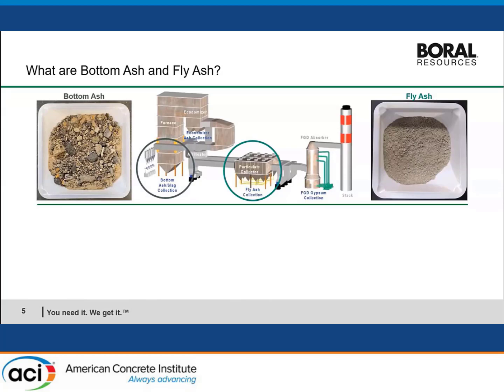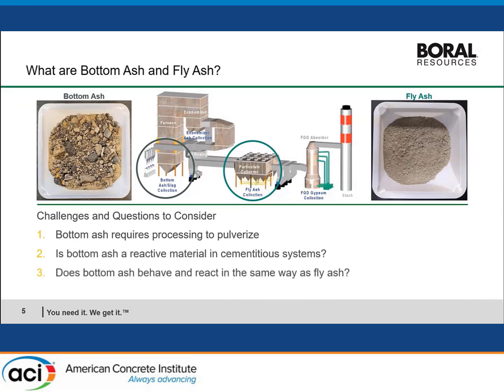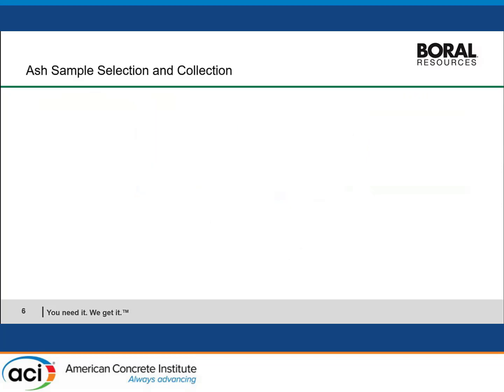So if we're talking about using bottom ash in place of fly ash, well, there's an obvious difference that we need to overcome. And there's some questions that come along with it. So the first challenge is obviously that bottom ash is going to require processing. It's not a powder, right? It's the size of aggregates. Bottom ash also, there's questions about its reactivity, about whether it'll work in the cementitious system. And if so, people are curious about how it compares to fly ash.